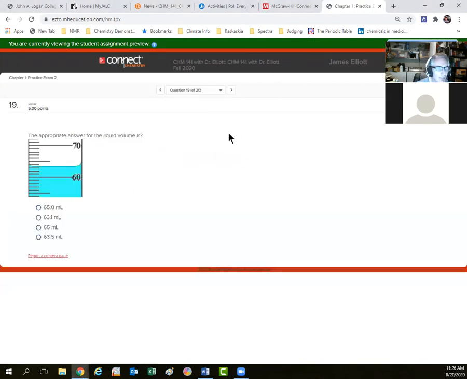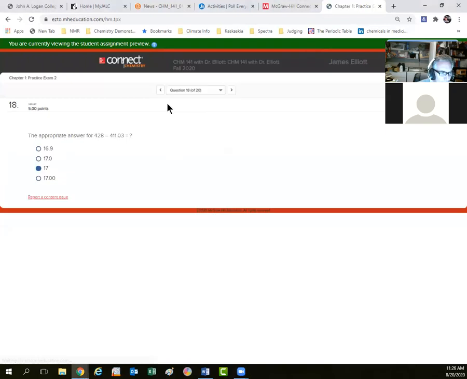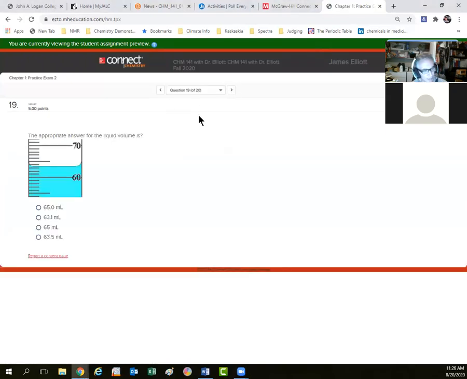Next one, number, I thought 18 was the next one, no? Okay, sometimes it hops one. Just measuring the volume. So of course this is using your eye, it's not an exact measurement. And I've got 61.23 milliliters, but it's a little bit more than 63. I would estimate that to be a half. So 63.5 milliliters for that volume. You're always estimating the last significant figure when you're judging it by eye.